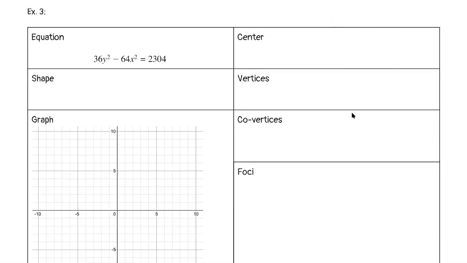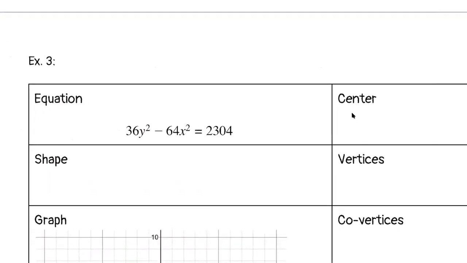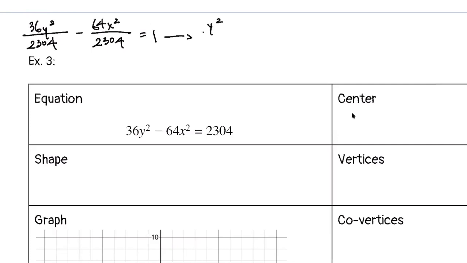Our goal is to make it equal 1. That's how you pick what number you're dividing by. Okay. So we'll get 36y squared over this big number minus, ooh, a minus, over that big number equals 1. Okay. Now, shortcut to reducing. How do we find the number under y squared and under x squared?